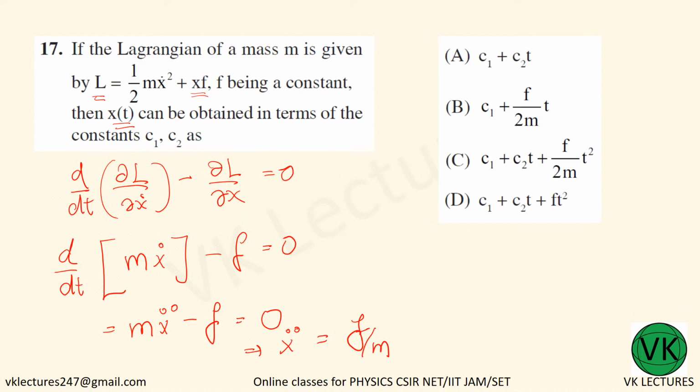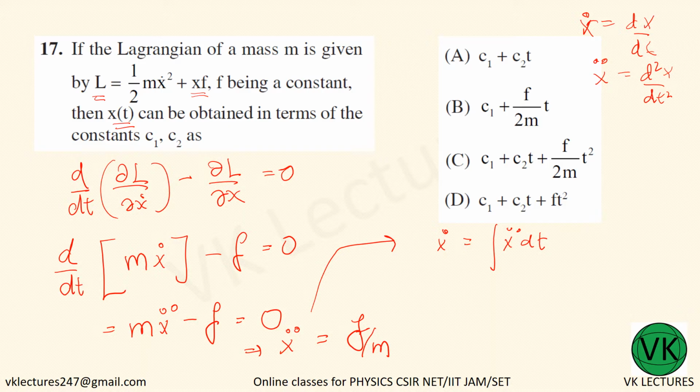Now x dot, so what is x dot? Then x dot equal to integral x double dot with respect to time. X dot is nothing but dx by dt. And what is x double dot? D square x divided by dt square. So x double dot into dt, what is that? F by m into t plus some constant c1.